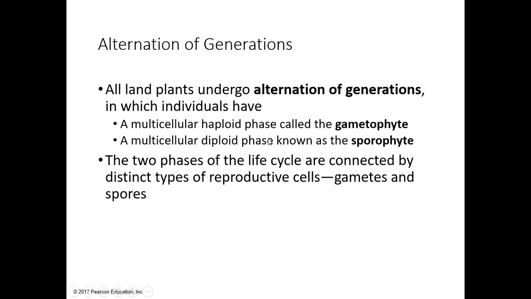The multicellular diploid phase is the sporophyte. So haploid means half the number of chromosomes, and diploid means the full number. And these two are going to alternate back and forth between the gametophyte phase and the sporophyte phase. And we're going to see that alternation of generations takes place between the two. And sometimes the gametophyte dominates the cycle, and sometimes the sporophyte dominates, depending on the type of plant.